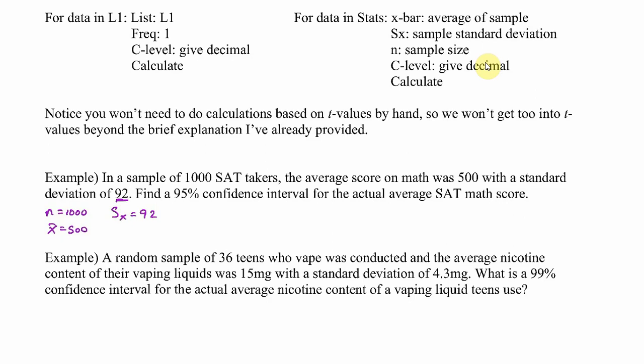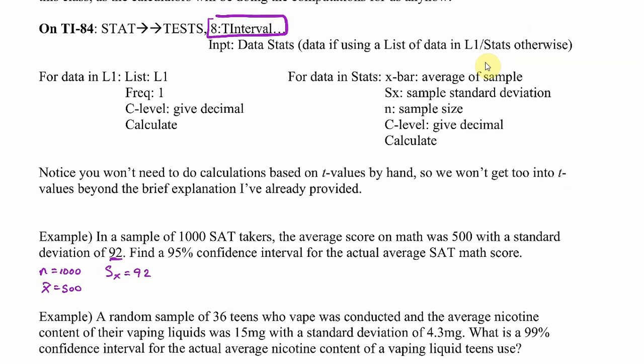So we're going to go into stat, tests, and down to number 8, t-interval. Here we are going to enter the stats, so we input stats as our input type. X bar was 500. Our sample standard deviation was 92. Our sample size is 1,000, and we wanted a confidence level of 95%, so 0.95. Punch that in or use some other online calculator to do that for you.